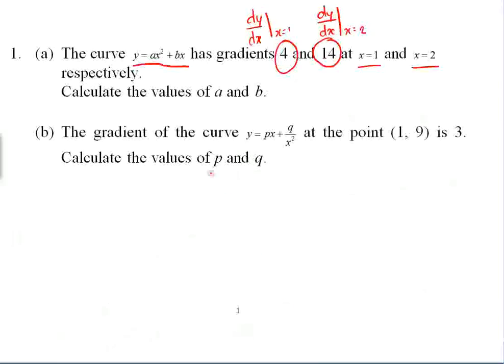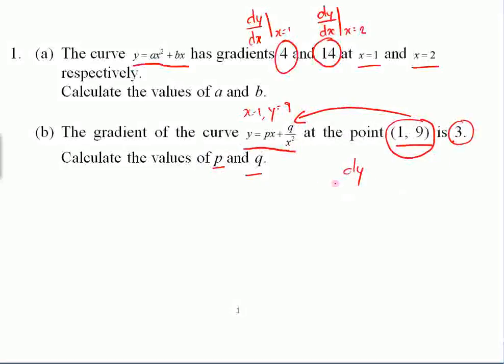What is part B? Part B says that the gradient of this curve at this point is 3. Now calculate the values of p and q. So from this we're actually going to get two pieces of information. Firstly, we can just substitute this point, 1, 9, into this equation. So we know x equals 1, y equals 9. The second thing is we know the gradient is 3. So we know dy by dx at x equals 1 will be 3.